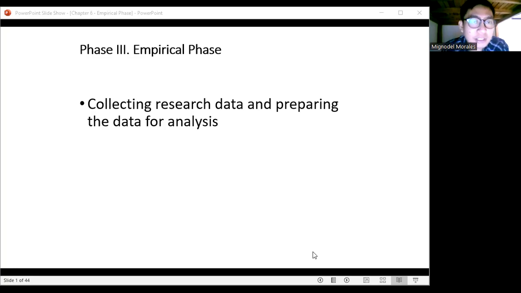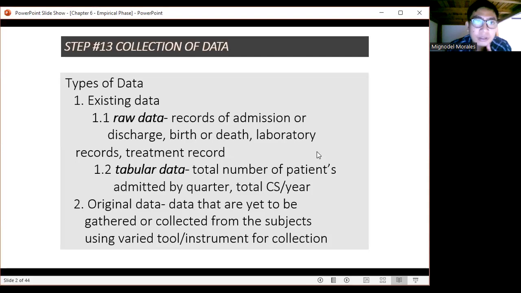Okay, so let's proceed. After the conceptual phase, we have design and planning, and now the empirical phase. The empirical phase is how we collect data and prepare our data analysis. So in collecting data, we have different types of data. We have the existing data, and we have the original data.